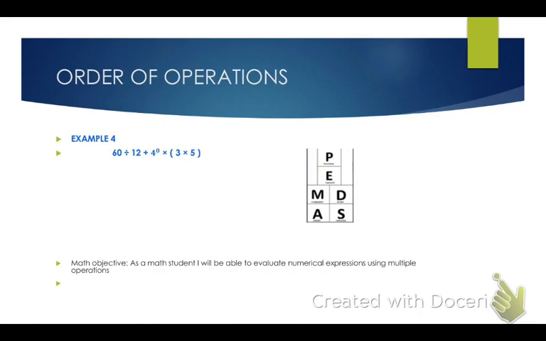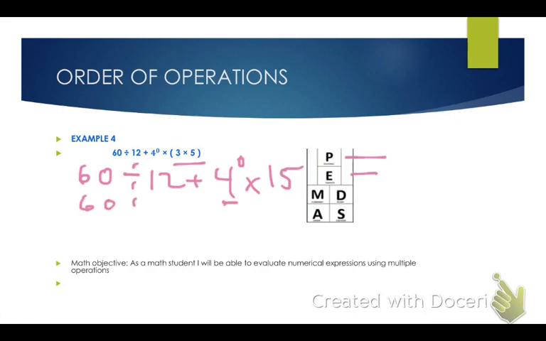And ladies and gentlemen, fourth example. We got 60 divided by 12 plus 4 to the 0 power times 3 times 5 in parentheses. Do we have any parentheses? Yes, we do. Right here it is. So we're going to write 60 divided by 12 plus 4 to the 0 power times 15. Do we have any exponents? Yes, we do, right here. So we have 60 divided by, you know what, ladies and gentlemen, Mr. Coleman's finger is going to make this really tight to get to the end.